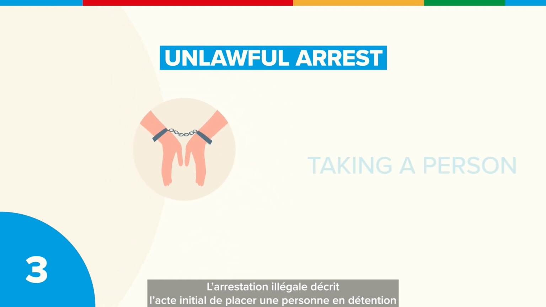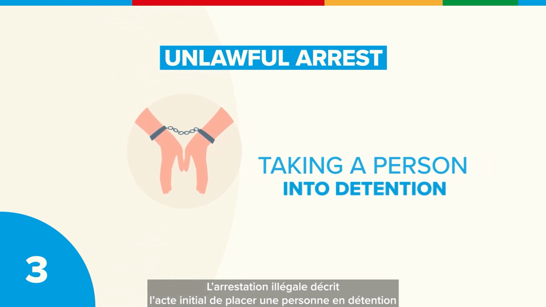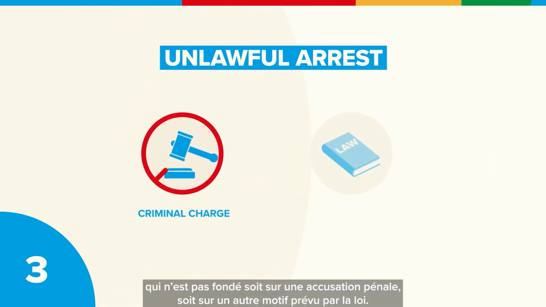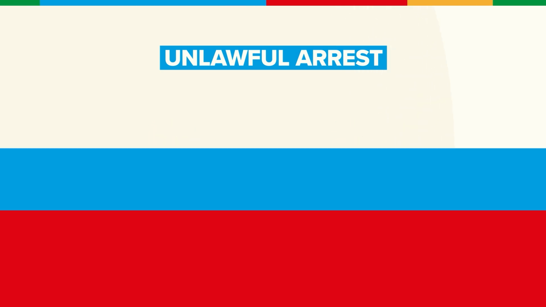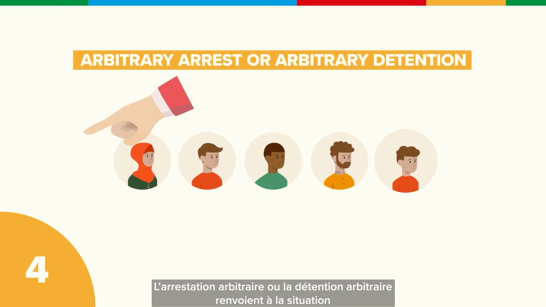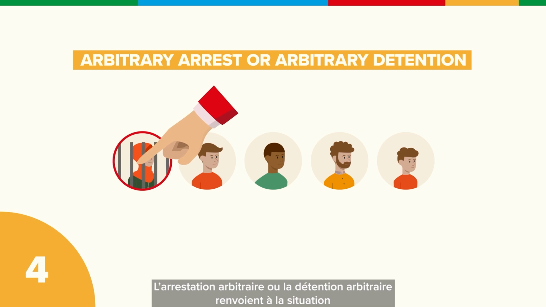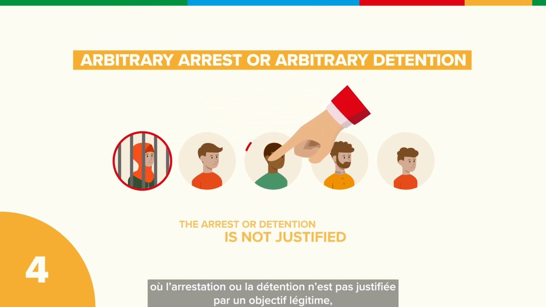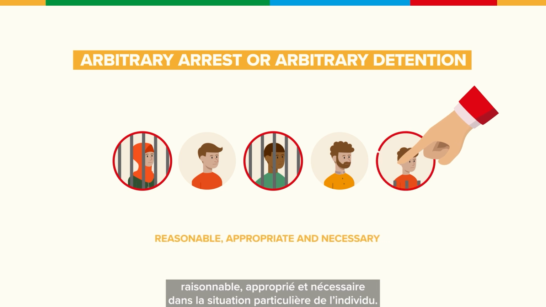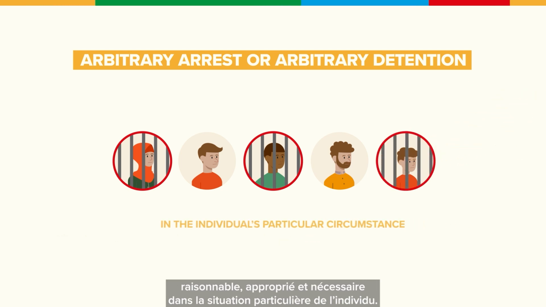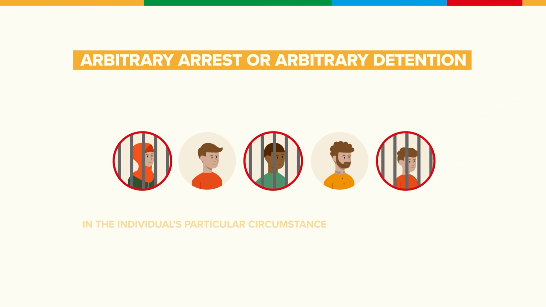Unlawful arrest describes the initial act of taking a person into detention that is not based on either a criminal charge or another reason provided for by law. Arbitrary arrest or arbitrary detention refer to the situation where the arrest or detention is not justified by a legitimate purpose, reasonable, appropriate, and necessary in the individual's particular circumstance.